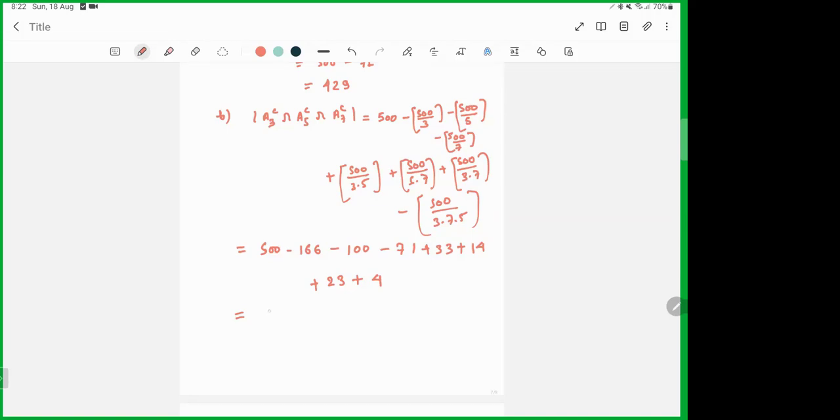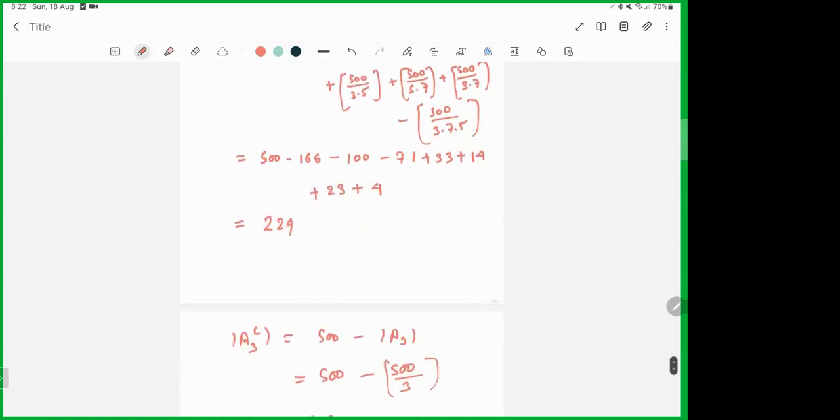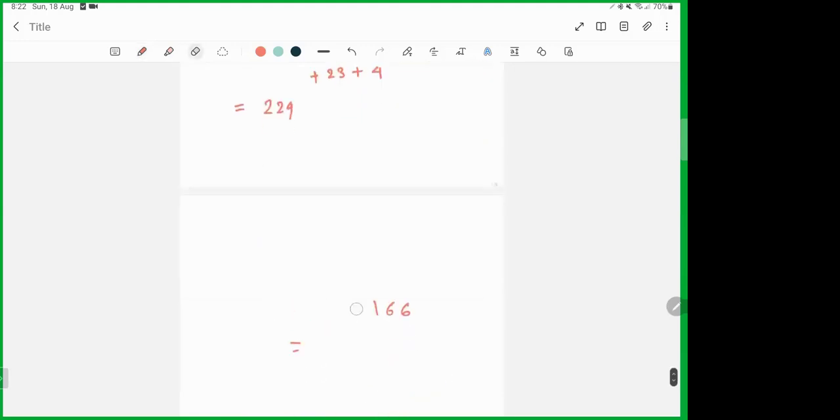So this number is 229. But the question is asking, I guess, a different thing, what Abhishek is pointing out. So he's correct, and I am wrong at this point. So let me write what he's saying. We have to compute numbers which are not divisible by each of 3, 5, and 7.